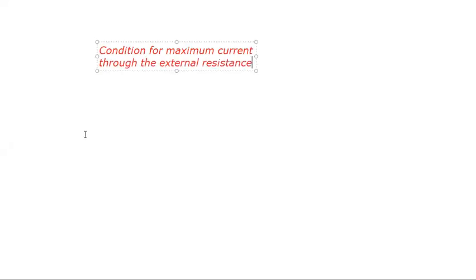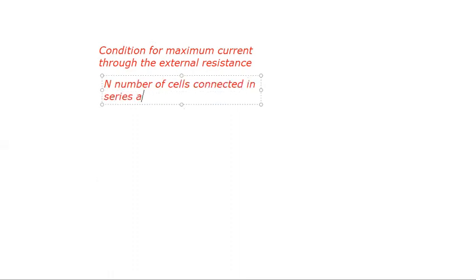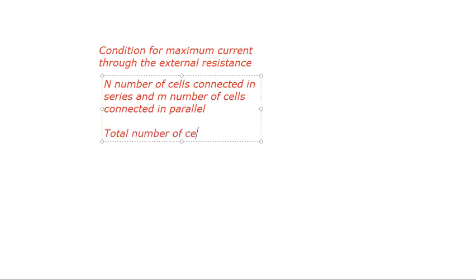So the next topic is condition for maximum current. Condition for maximum current through the external resistance. Now we know that there are n number of cells connected in series and m number of cells connected in parallel, right? So what is the total number of cells? Total number of cells is equal to m into n.